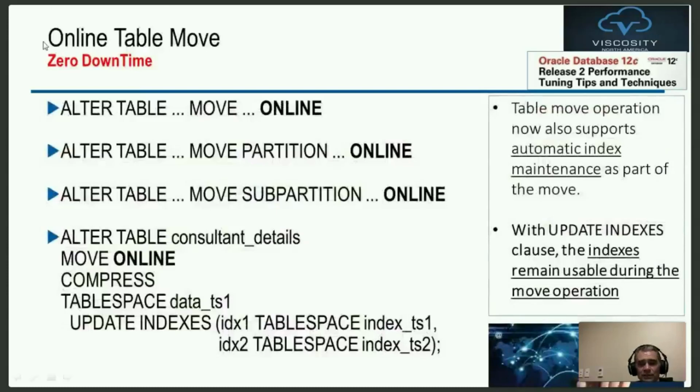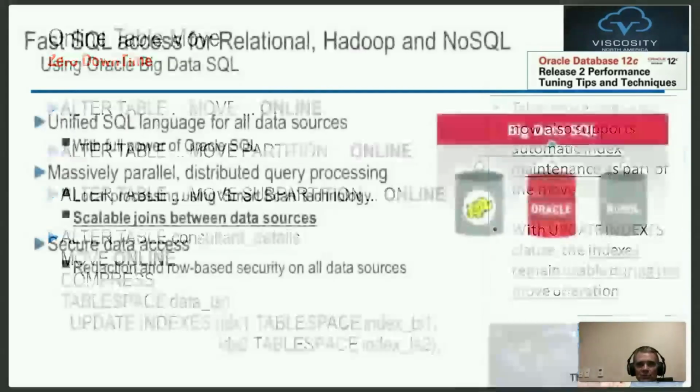Other things with 12cR2, a lot of online features. Alter a table, move online, move partition online, move subpartition online, compress the table, update the indexes. What does that mean? Well, it means that it will also do automatic index maintenance as it's moving, and with update indexes, I can use those indexes while I'm moving them or doing that update online.